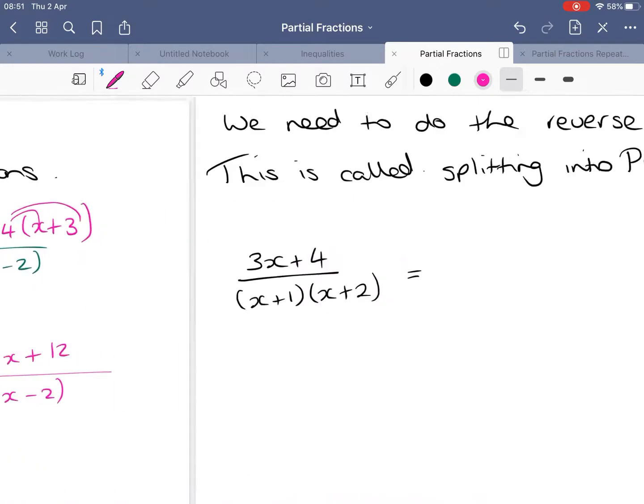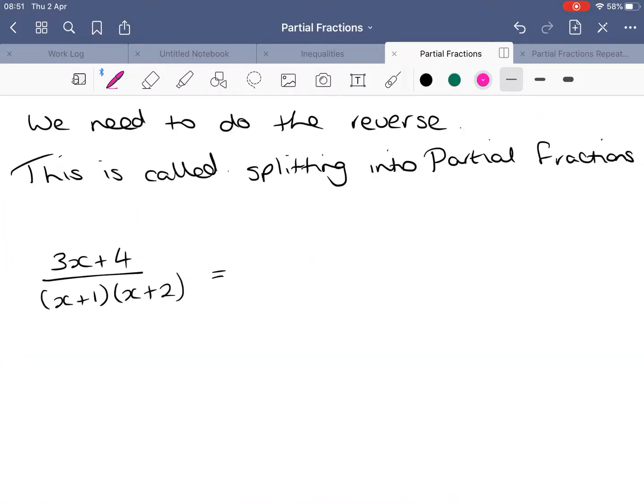Now, at A level, what we actually need to do is do the reverse. So we actually need to take a single fraction and split it into its 2 or sometimes 3 separate fractions. And this is called splitting a fraction into its partial fractions.